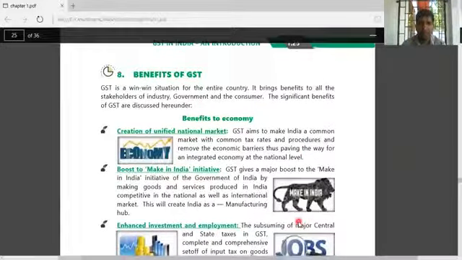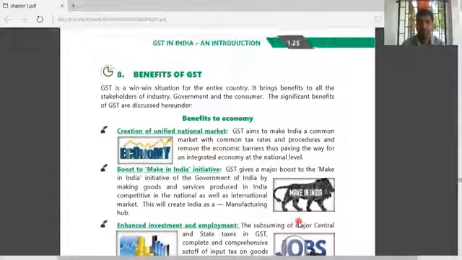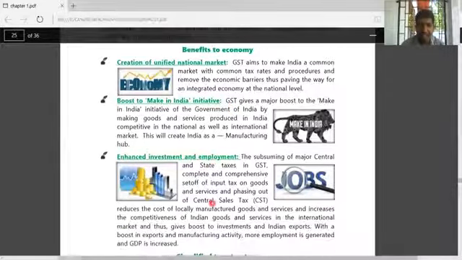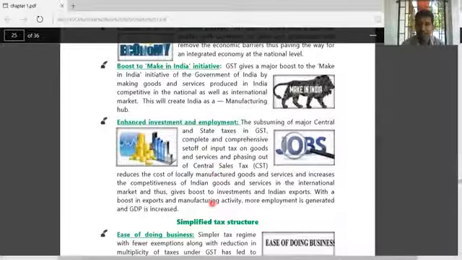Now, what are the benefits of GST? It's actually a general question. What are the benefits? Benefits to the economy: creation of a unified national market. So, one nation, one market. That is the benefit of GST. Then boost to the Make in India initiative. Then enhanced investment and employment. So investment and job opportunities will increase.